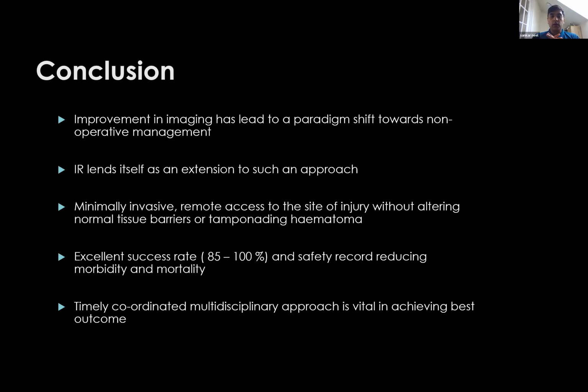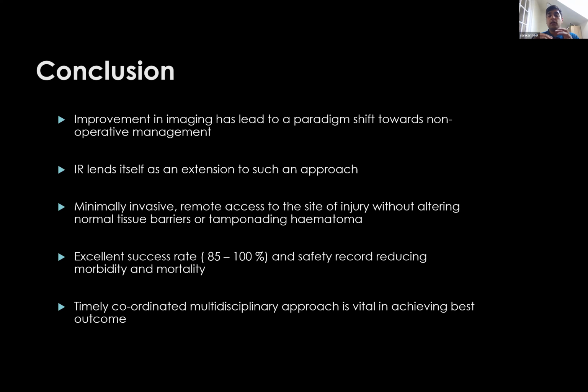So to conclude, obviously there is a paradigm shift now towards non-operative management of trauma patients. Now IR fits really well into this particular space where you don't do massive surgeries as part of trauma care. It sort of falls in between surgery and complete conservative management. It's a really good extension to the approach, and also it's minimally invasive.